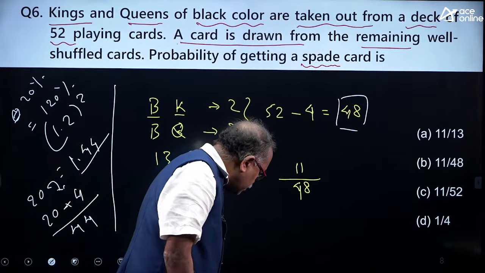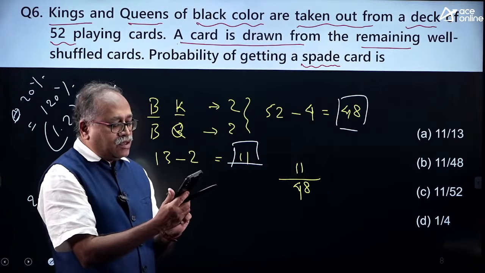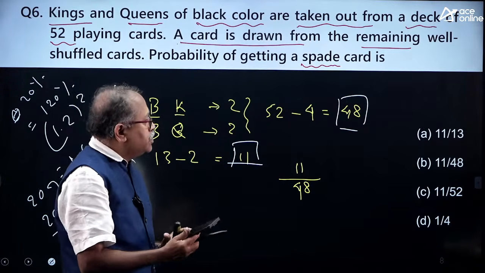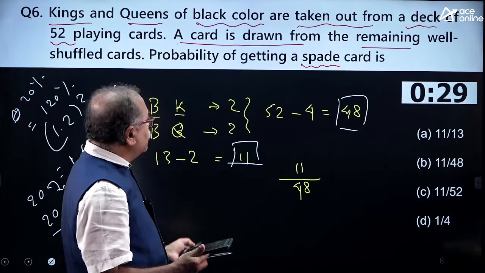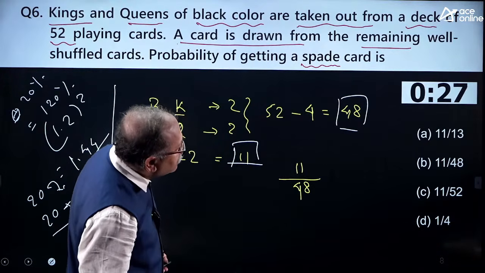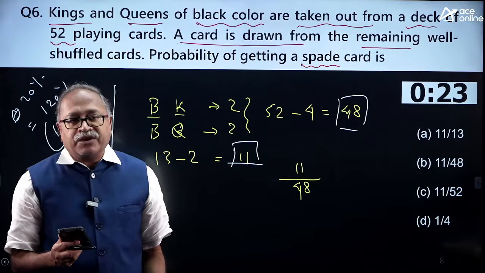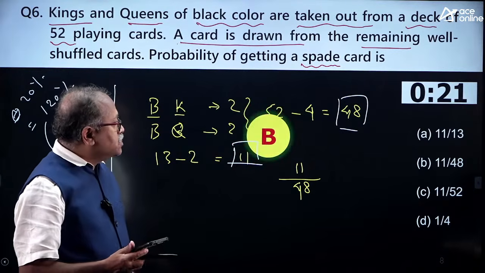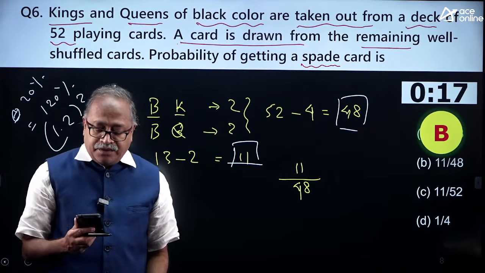No one has answered the question, I think. No, someone has answered the question. That is Himanshu Raj, and he said option D. No, sir, here this is option... Oh, I didn't give the time. Anyhow, I explained it. So let's check the answer. The answer is B, which is 11 by 48.